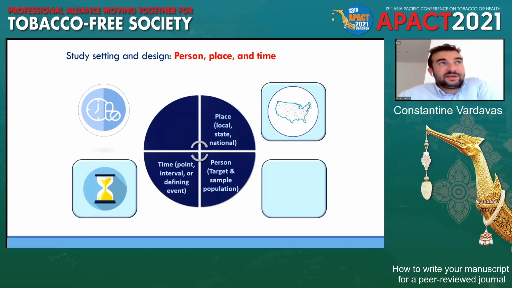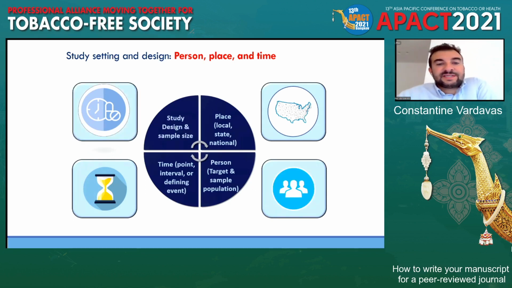In other words, was it performed in 2017? Was it performed in 2021? Or was it performed in the summer months of 2021? And the study design and sample size is important. This is a very important slide for the methods, because this really shows the first paragraph of the methods. It should show the study design, the place, the people, and the time.